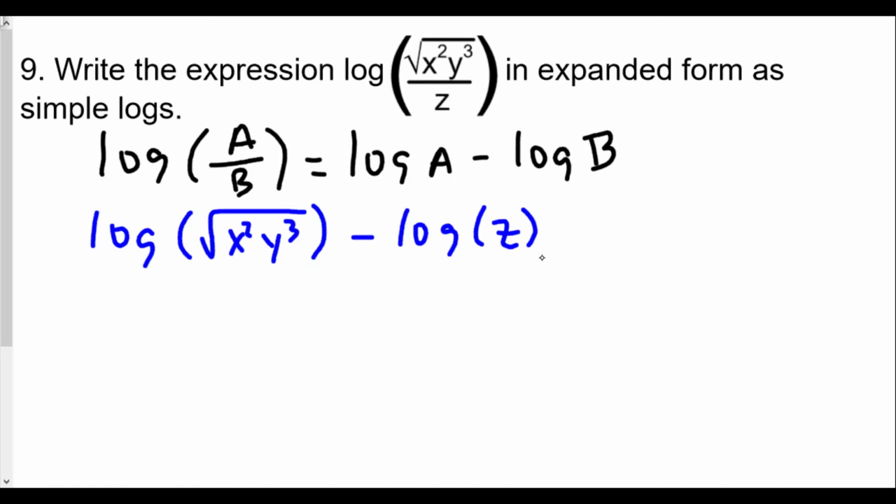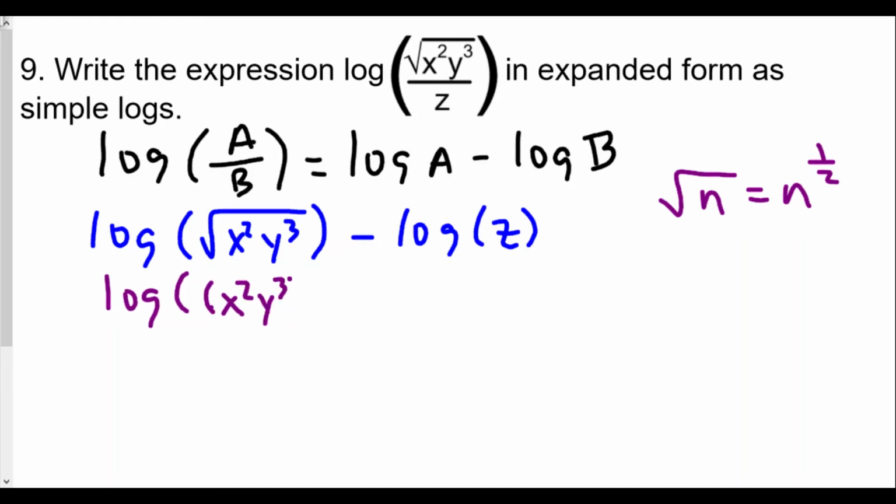Now, the square root, I want you to remember that we want to write this as an exponent. The square root of n can be rewritten as n to the 1/2 power. So we're going to change the square root of x squared y cubed to the log of, in parentheses, x squared y to the third, to the 1/2. We remove the radical and rewrite this as all to the 1/2 power.